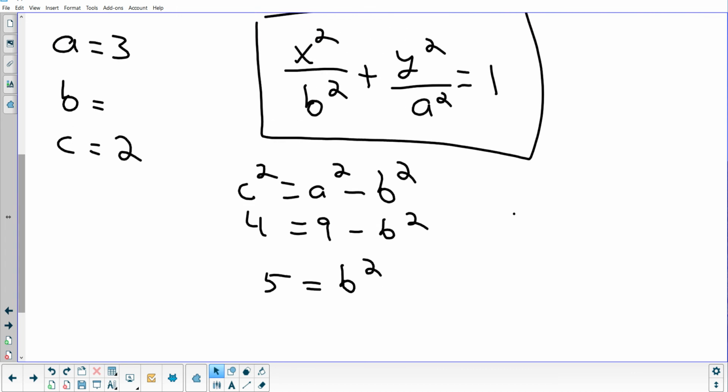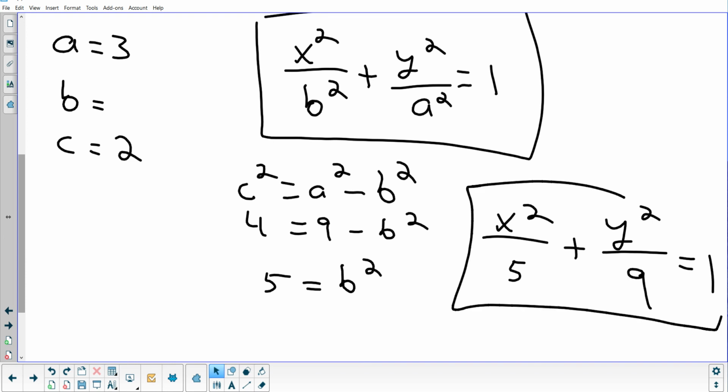All right, so let's write our final answer. X squared over what? 5. Plus y squared over? 9. Yep. And there's the equation of your ellipse. Questions on them?